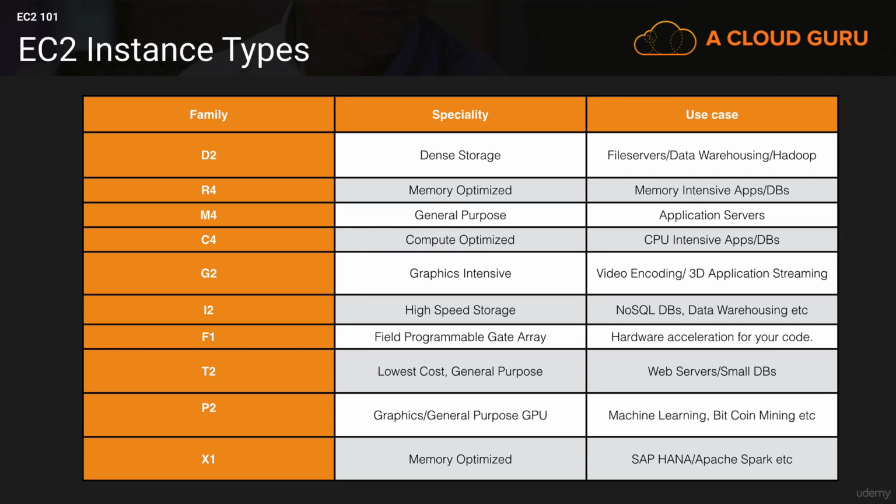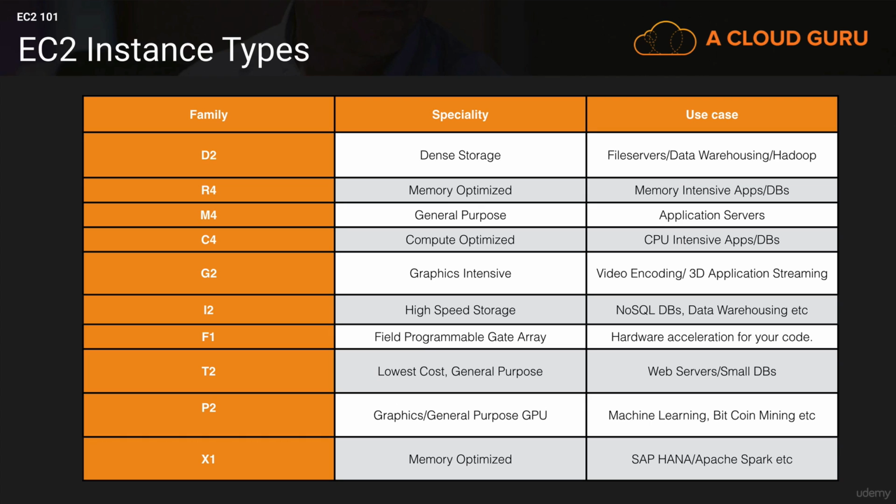We then have T2s. These are low-cost general purpose VMs, and we're going to be using T2s all the time in this course. It's going to be our default one, so we're always going to be using the T2 Micro, which we will see in the very first lab coming up. And these are typically used for web servers and small database servers. We then have P2. P2 is for graphics and general purpose GPUs. Amazon say it's for machine learning and other use cases.